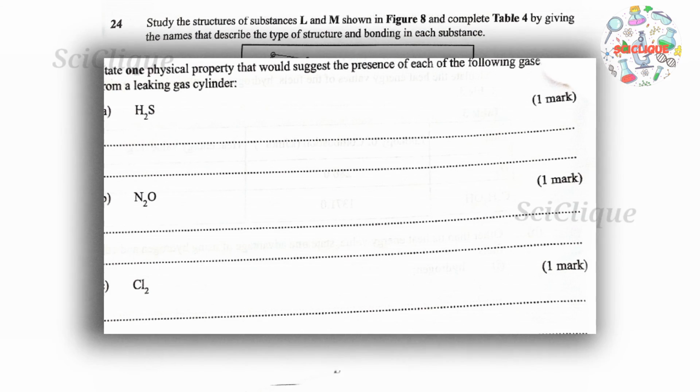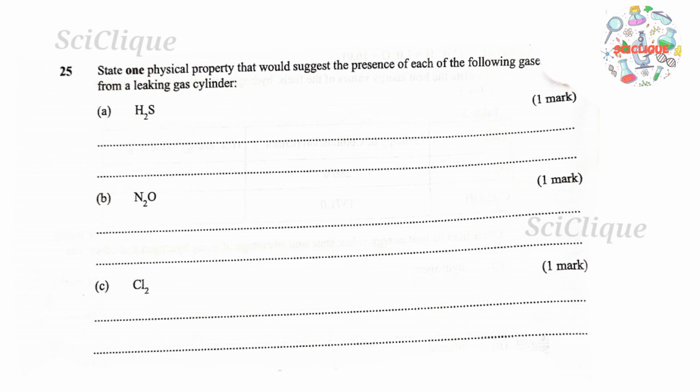25. State one physical property that will suggest the presence of each of the following gases from a leaking gas cylinder. A. Hydrogen sulfide. This is the characteristic smell of rotten eggs. B. Nitrogen 1 oxide, a sweet odor or a pleasant smell. And lastly, chlorine gas. You're going to have a gas that is yellow-green in color.